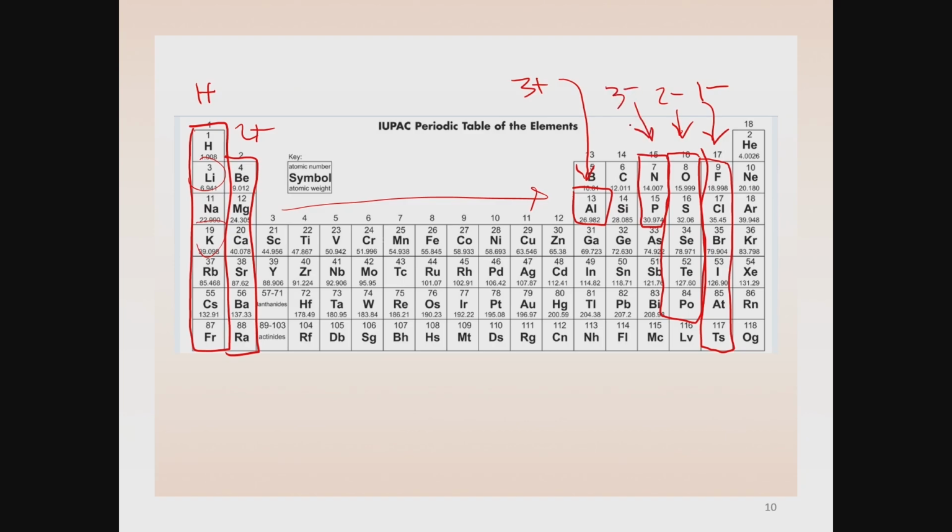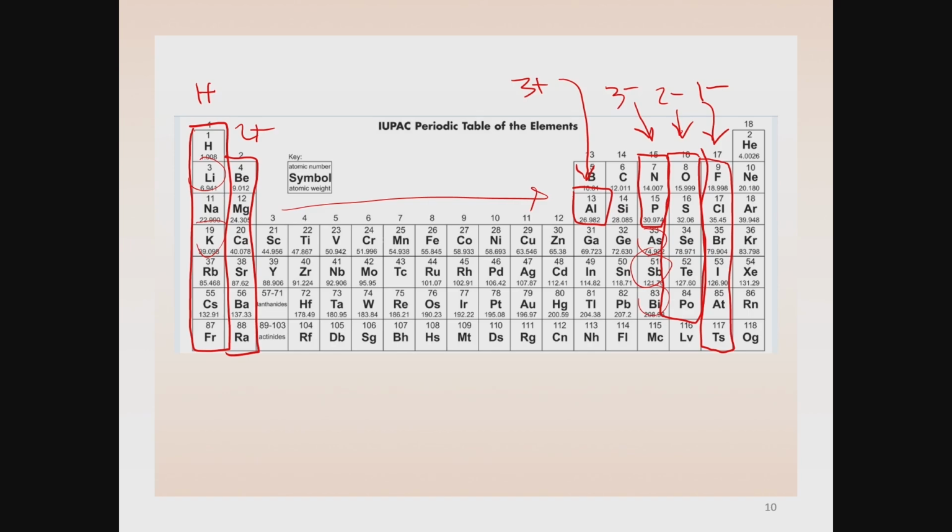And so one of the questions you might ask is, why didn't I indicate that arsenic is 3-, and here antimony is 3-, or bismuth is 3-? And the reason is these elements tend not to be found in ionic compounds.